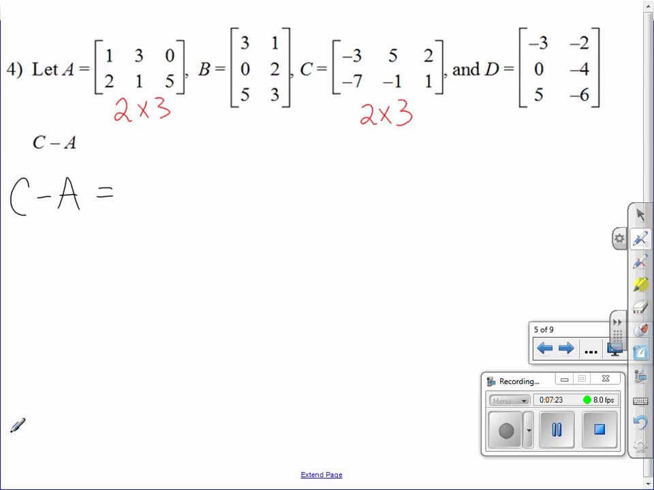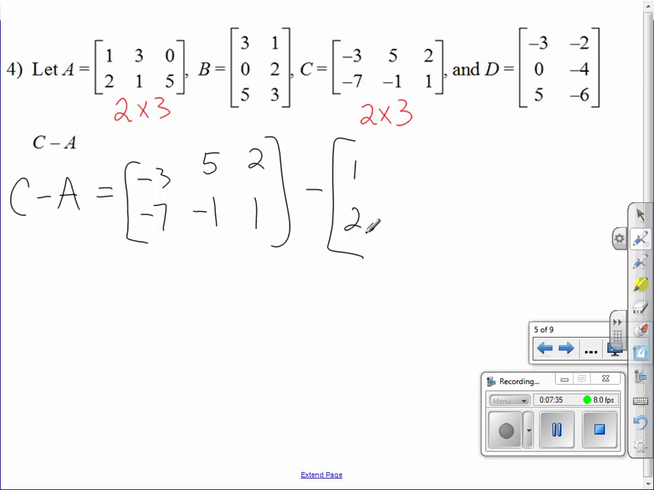First, let me rewrite the problem though. C minus A, and my matrix C is negative 3, negative 7. It's 5, negative 1. It's 2, 1. Minus, what is my matrix A? It is 1, 2. It is 3, 1, followed by the last column, 0, 5.